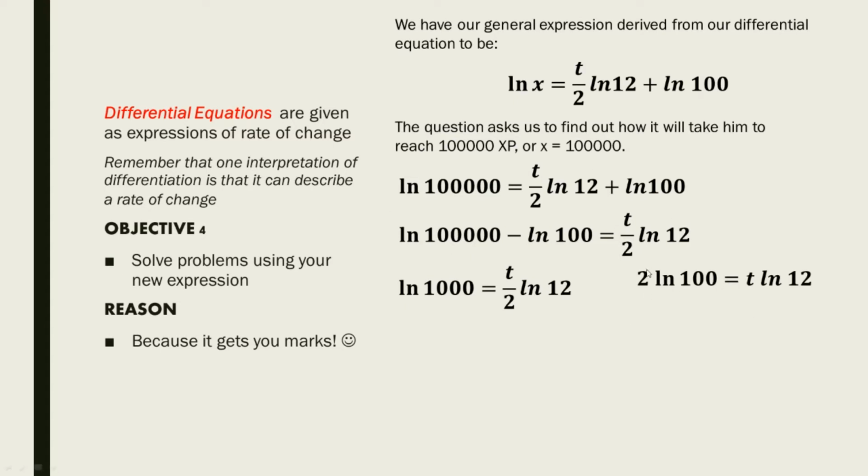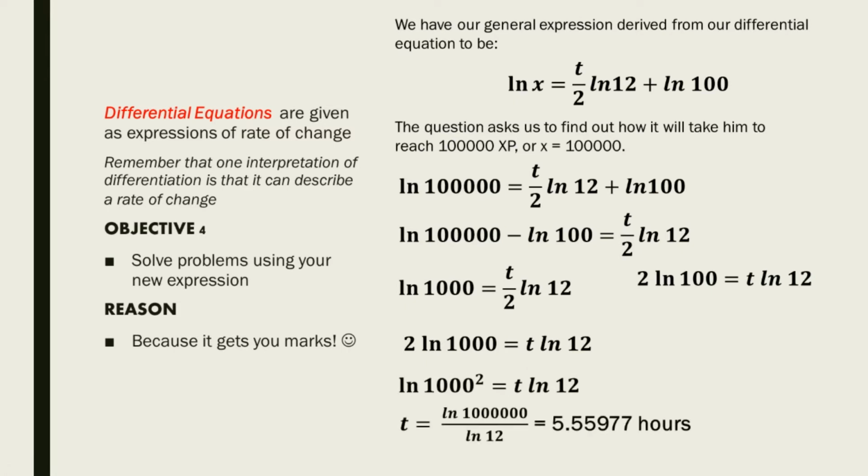Again, using the laws of logs, meaning that when it's multiplied by 2 at the front, I can move it round to the indice at the far side. So I'll get natural log of 1,000 squared. That should be 1,000 over there on the right side. Natural log of 1,000 squared equals t natural log of 12, which gives me the natural log of 1 million divided by natural log of 12. And that gives me 5.55977 hours, or 5.56 hours to 3 significant figures.